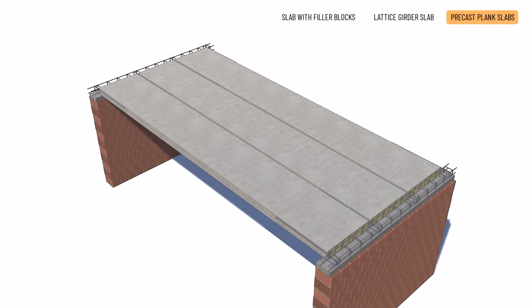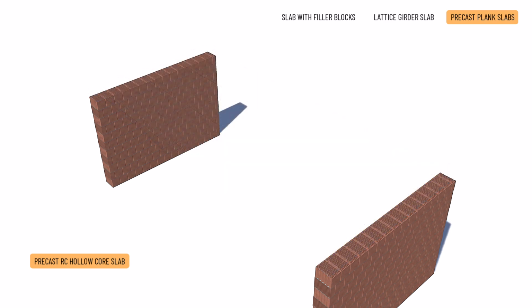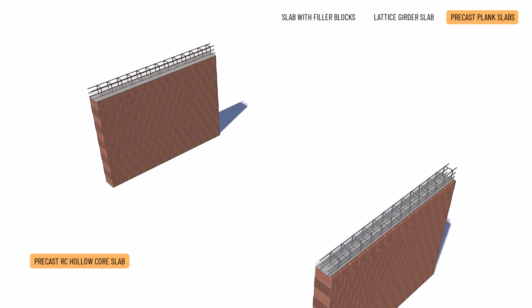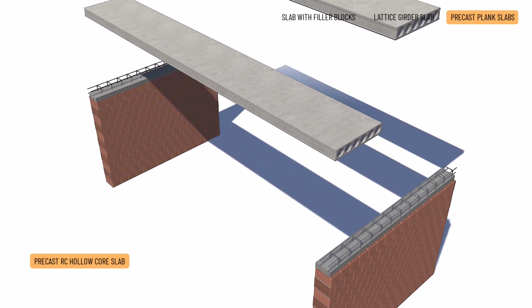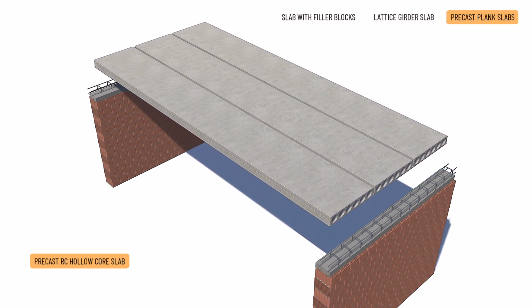Precast reinforced concrete plank slabs. Precast reinforced concrete hollow core slab. Of all the precast slabs discussed so far, the largest span of up to 22 meters can be achieved with reinforced concrete hollow core slabs. They also require the least live labor.